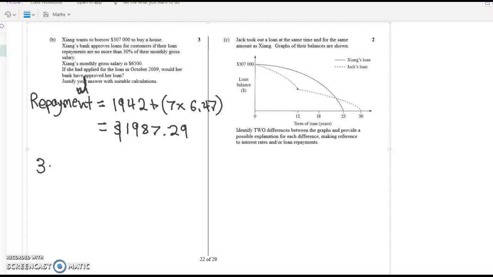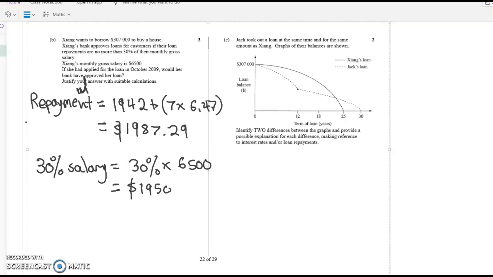The 30% of the salary is going to be equal to 30% times 6,500, which gives us 1950, and that is clearly less than 1987.29, and so therefore the loan would not be approved.